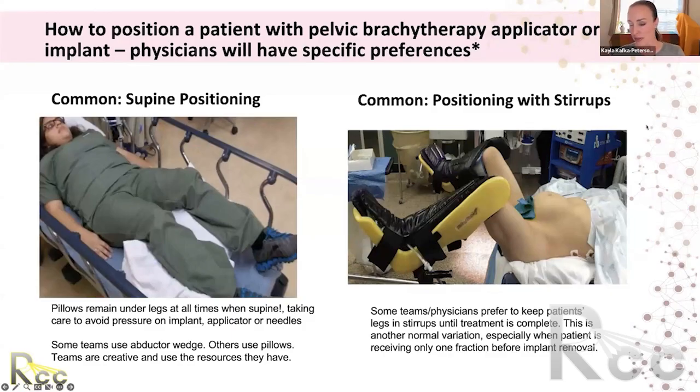Another common positioning is keeping patients in stirrups, especially if they're only getting one treatment. Some physicians do choose to keep their patients' legs up in stirrups for the treatment, especially for ultrasound-based prostate treatment, when they really don't want the implant to move at all. That's another variation as well.